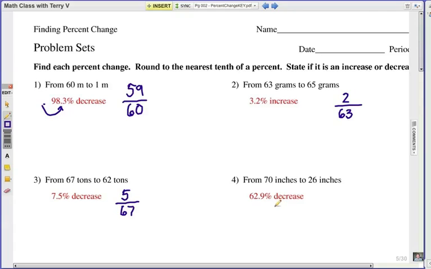And number four, it is going to be from 70 to 26. If you subtract that, it's going to be 44 divided by 70. Okay, and you get 62.9% decrease.